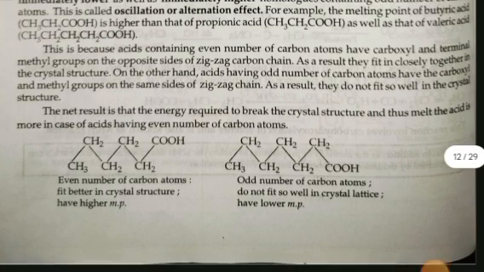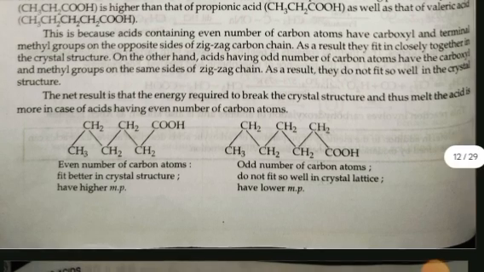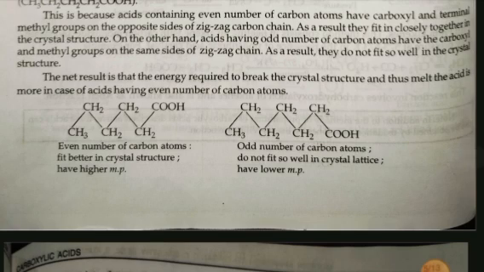that of valeric acid. This is because acids containing an even number of carbon atoms have carboxyl and terminal methyl groups on the opposite sides of the zigzag carbon chain. As a result, they fit in closely together in the crystal structure. On the other hand, acids having an odd number of carbon atoms have the carboxyl and methyl groups on the same side of the zigzag chain. As a result, they do not fit so well in the crystal structure.